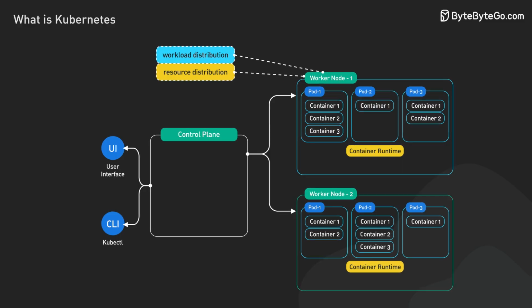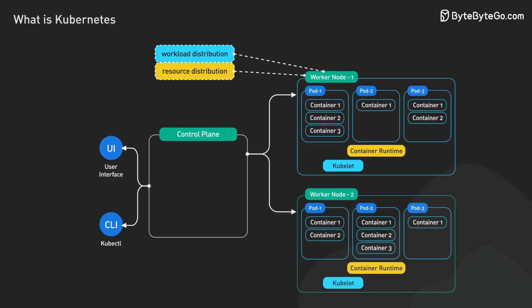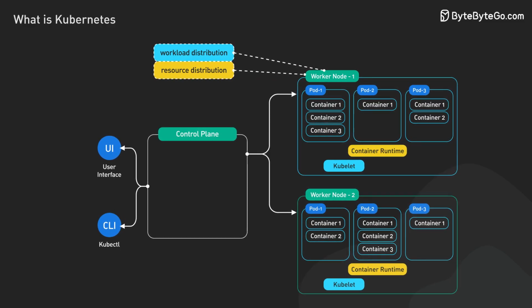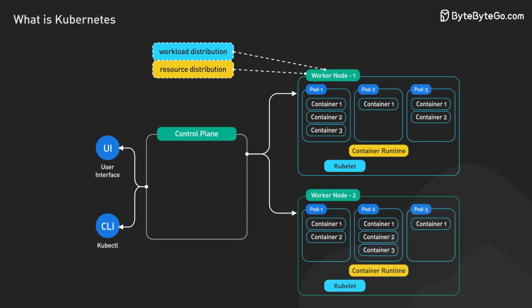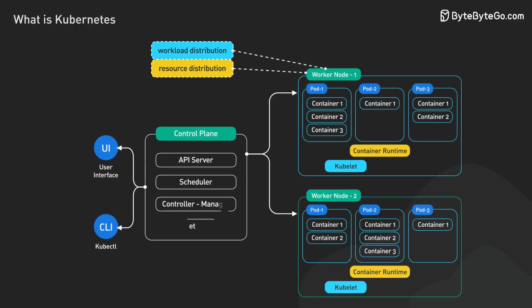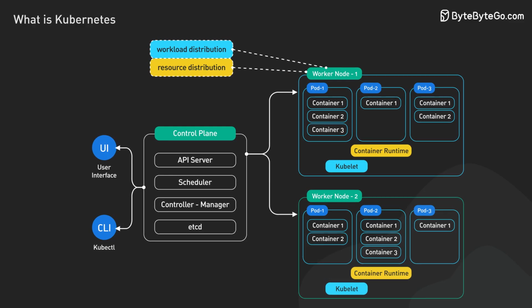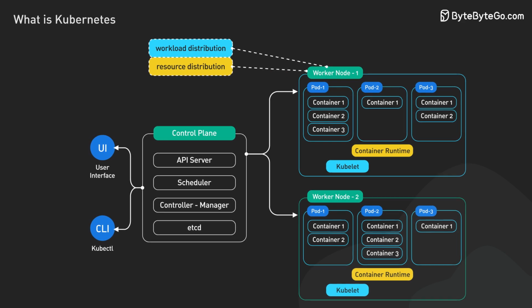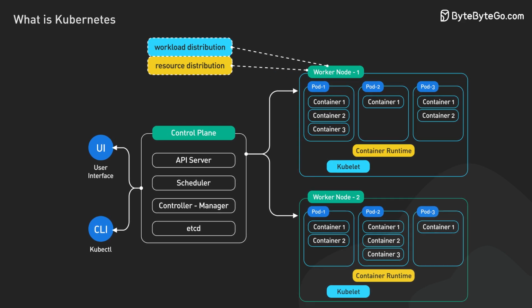Each worker runs a process called kubelet, which acts as a local agent that enables communication and coordination within the cluster. The control plane, on the other hand, serves as the command center. It orchestrates and manages the entire cluster. It runs several critical Kubernetes processes.